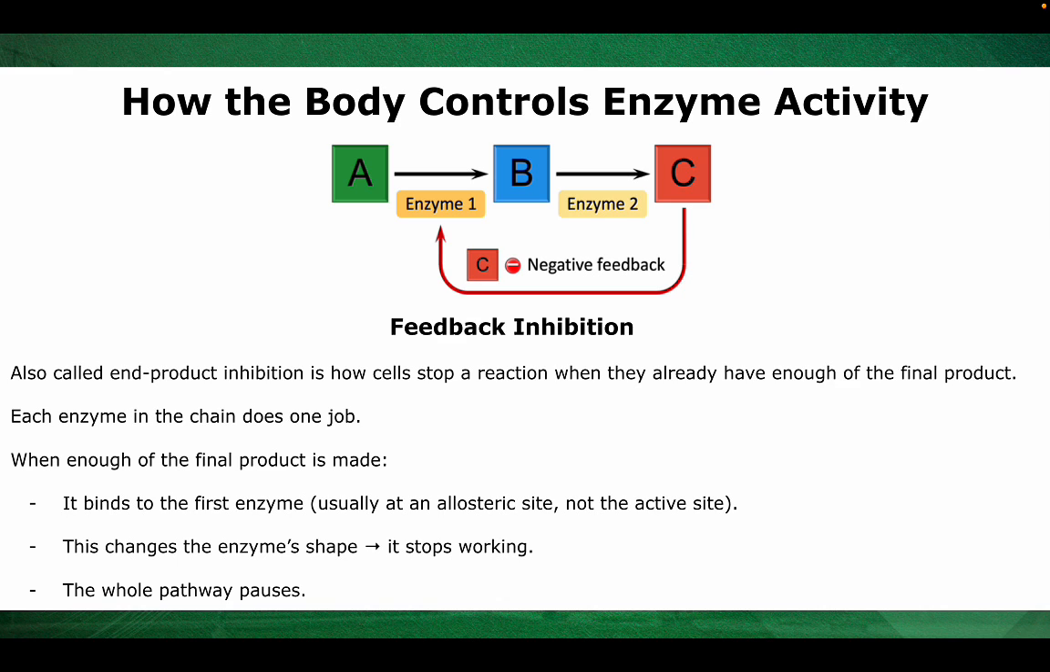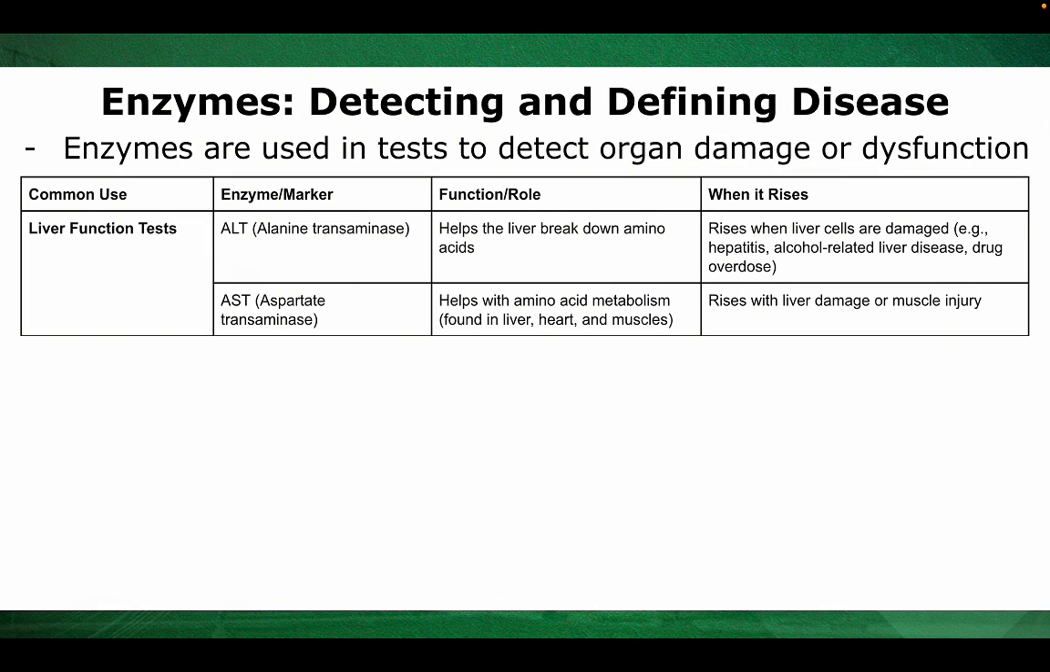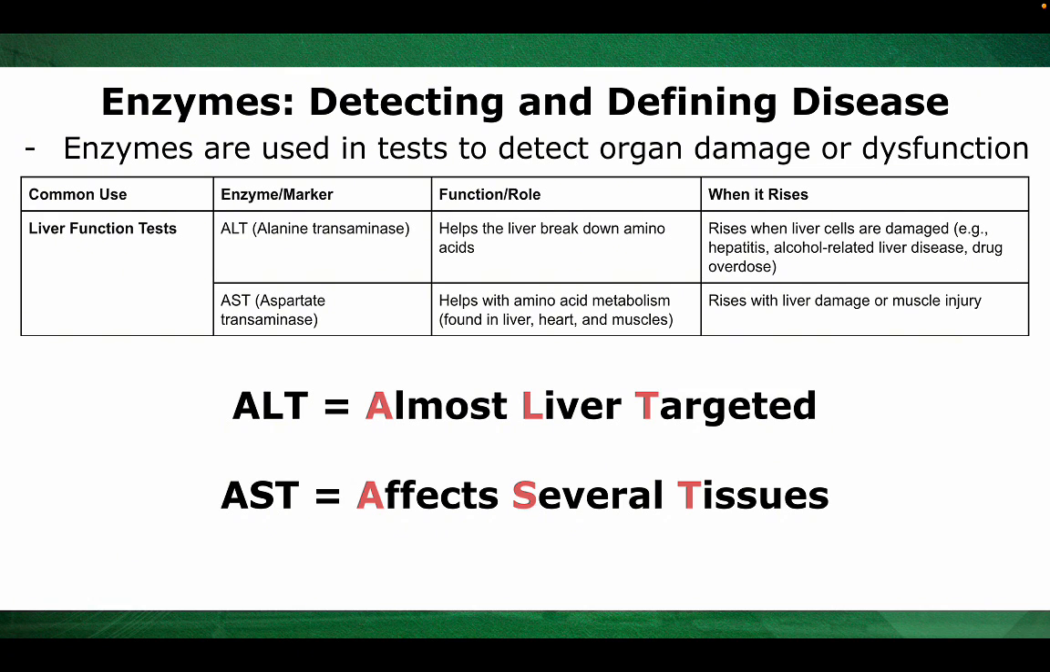As mentioned, enzymes are very powerful, so we can also use them for diagnosing diseases. Here, we look at two key enzymes, ALT and AST. ALT, or alanine transaminase, is mostly found in the liver and helps break down amino acids. AST, or aspartate transaminase, also helps with amino acid metabolism, but is found in several organs, like the liver, heart, and muscles. When these enzymes are elevated in the blood, it usually means liver cells are damaged, maybe due to hepatitis, alcohol, or certain drugs. If AST is higher than ALT, it may also point to muscle injury. Just remember, ALT is almost liver targeted, AST affects several tissues.